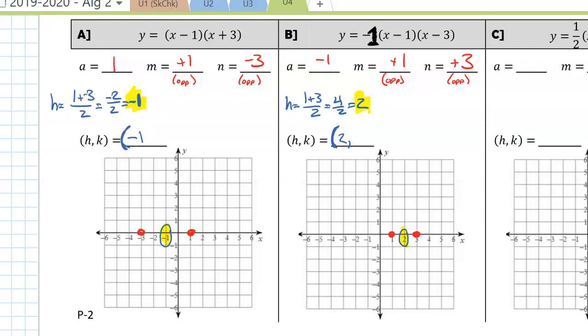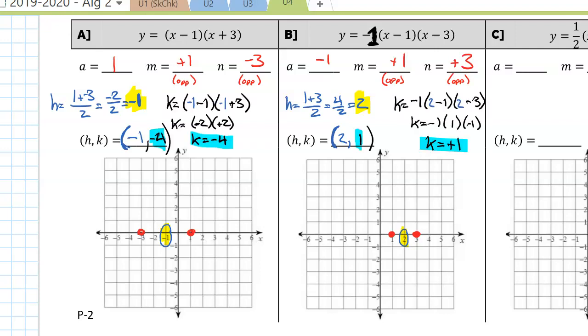So to find our k value, all we're going to do is substitute these values into our original equation and simplify. Here giving us k equals -4 and k equals +1. Putting this h, k together, we can graph the vertex and fill in the graph, and we have our quadratic. Now, we could add additional points if we'd like.